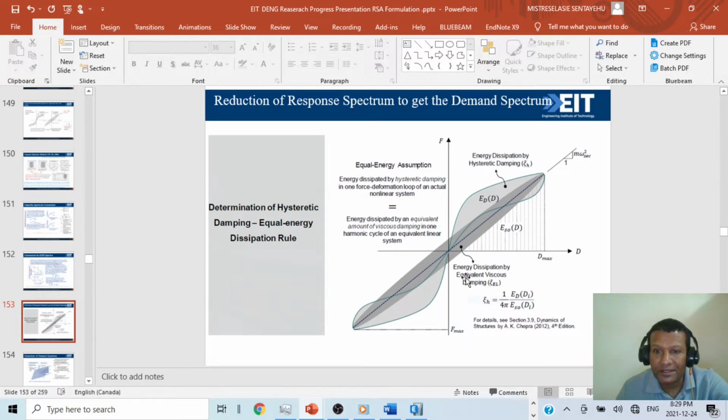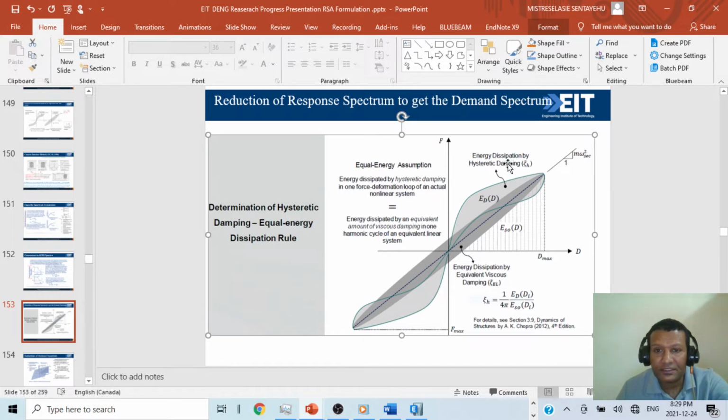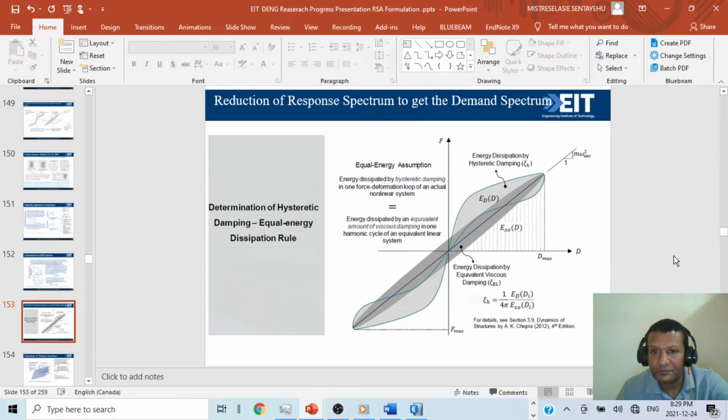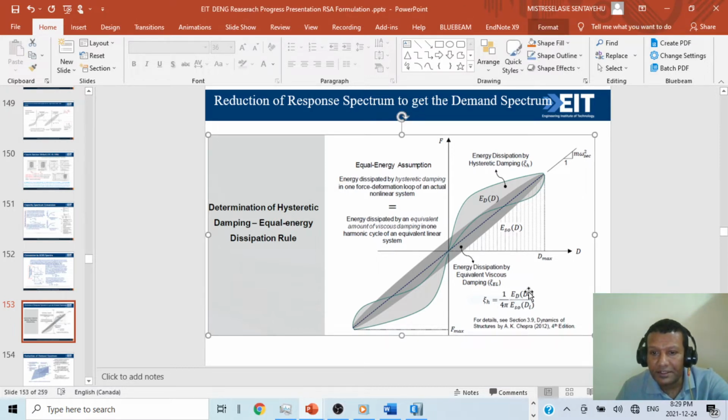So when we equate these two, we will find this one. This is the energy dissipated by equivalent viscous damping, E equivalent, and this one is for nonlinear. When they equate it, this is the equation they found: ξ equals 1 over 4π times ED over ESO. This is ESO, this is ED. So ED is the energy dissipated by nonlinear, and ESO is the strain energy of the linear system. When you divide these two, you will find the ξ.